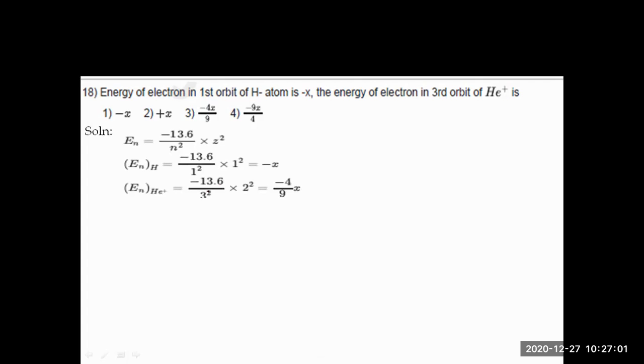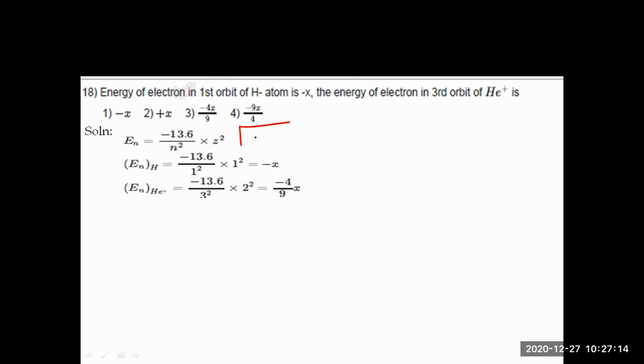18th one. Energy of electron in first orbit of hydrogen atom is X. The energy of electron in third orbit of He plus is. So energy expression, in terms of electron volt, is 13.6 divided by n square into z square. For hydrogen, electron is present in first energy level, right?